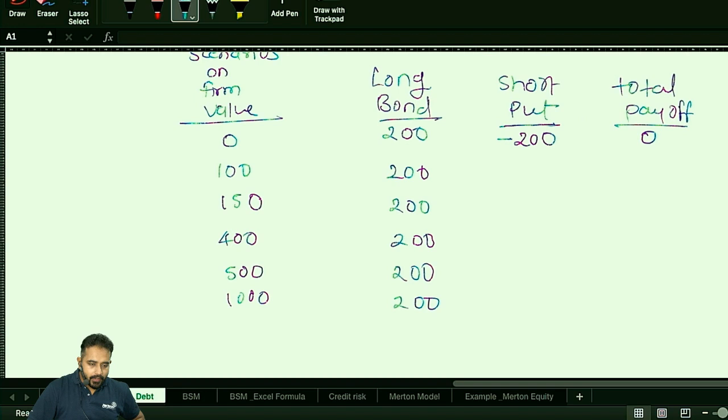Okay, again, I have an obligation to buy at 200, price in the market 100. Will they force me to buy? Yes. So how much do I lose here? 100. What's my net payoff? 200 minus 100 plus 100.